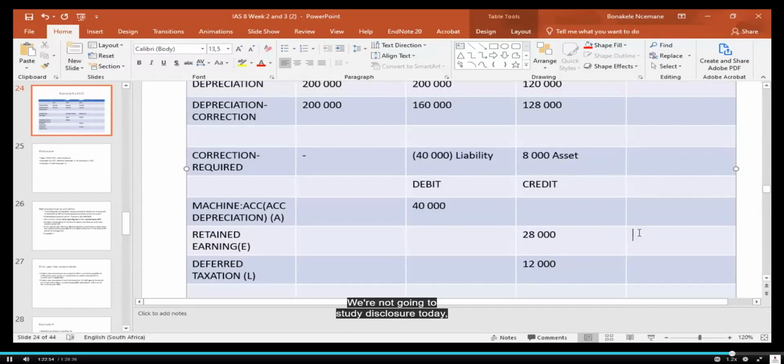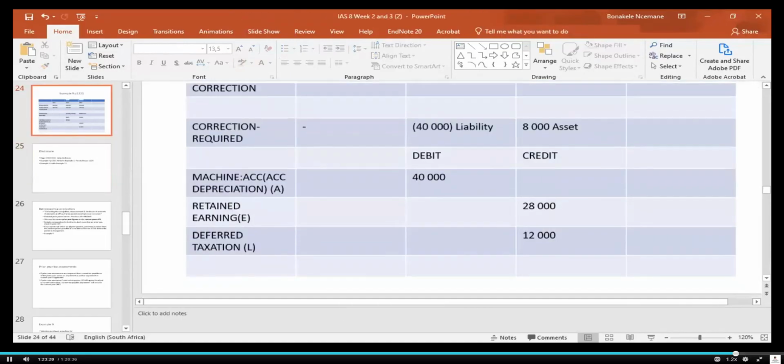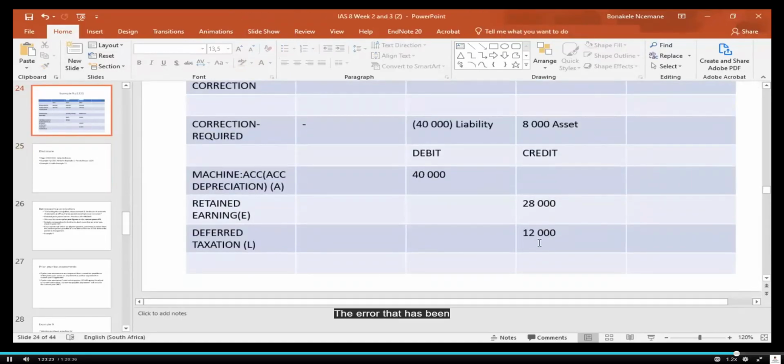We're not going to study disclosure today. We're just studying the processing of the journal. So this is how we process the prior period journal. So it's a correction of a journal made in the prior period. Now we need to also process the journal for the error that has been made in the current period. And how do we do that?